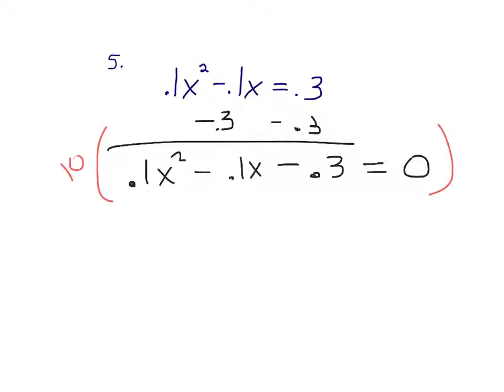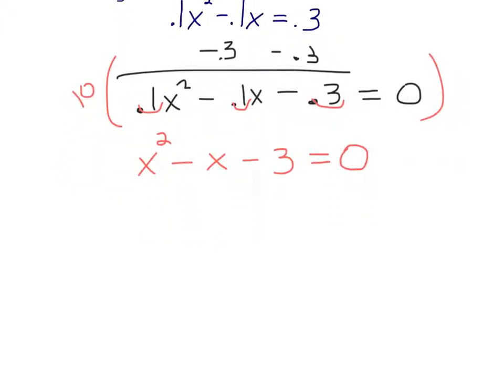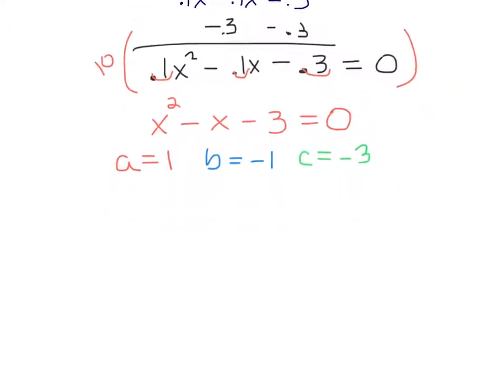So in order to clear my decimal, I'm going to multiply everything by 10. By multiplying my entire equation by 10, all I'm really doing is moving each one of the decimal points one time to the right. So now my equation's nice and super simple. It's just x squared minus x minus 3 equals 0. And now I have a nice manageable equation. My A is 1, my B is -1, and my C is -3. And now I'm going to replace A, B, and C into the formula.